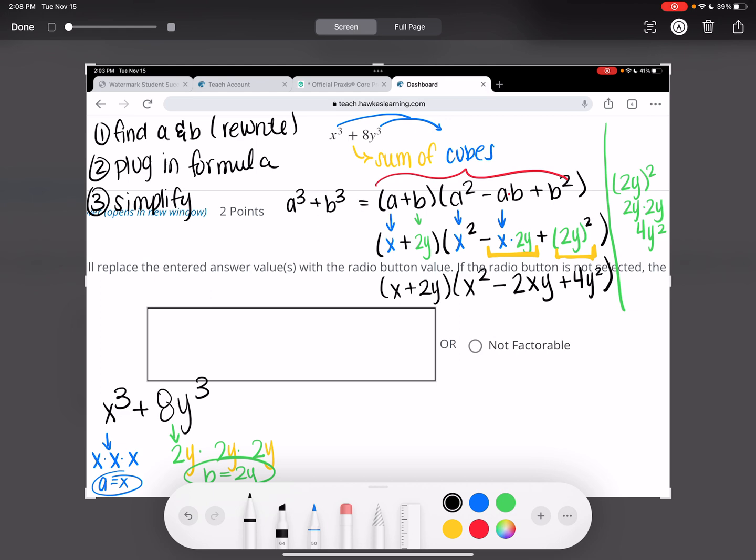Do not forget to square everything. Here I see a lot of students who square the y, but they forget about the number. So make sure that you don't forget that it's 2y all squared, which is 2y times 2y. And so my final answer would be just that, x plus 2y times x squared minus 2xy plus 4y squared. That would be the whole thing you would type in, and that would be your final answer. That is as factored as it's going to go.